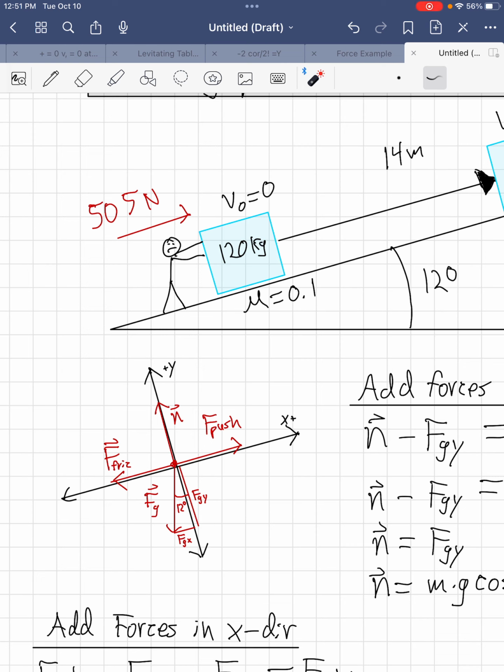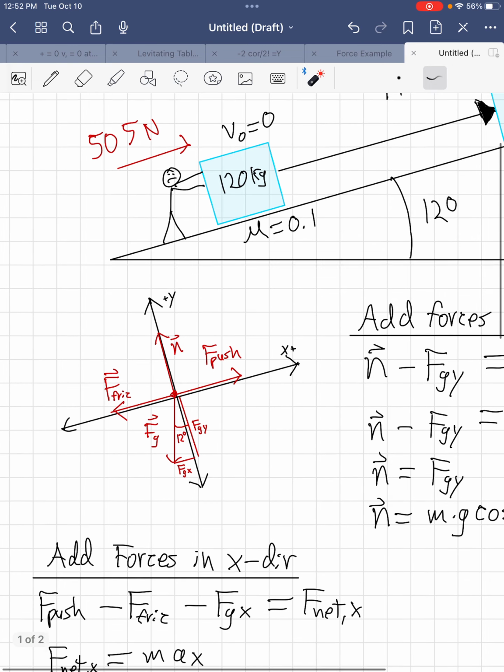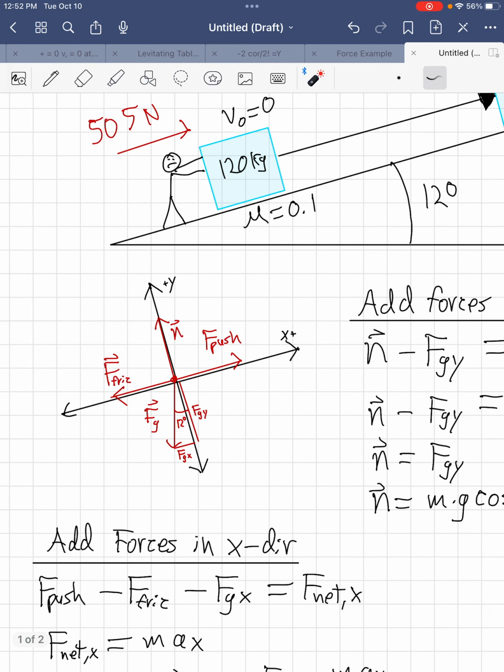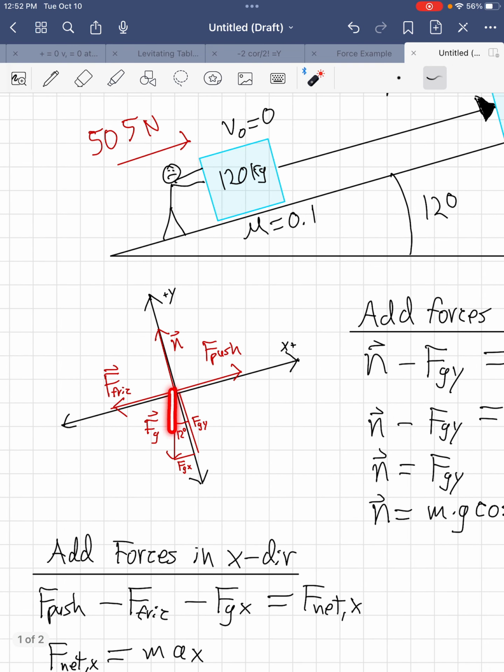And then the normal force, remember, isn't always directly up, but it's always perpendicular out of the surface. So we drew our y-axis perpendicular to the surface, so the normal force is going along the y-axis. And then gravity is going straight down. And remember, gravity is off axis here. So whenever you draw a free body diagram and you have one force that is off axis, you need to break it up into its components.